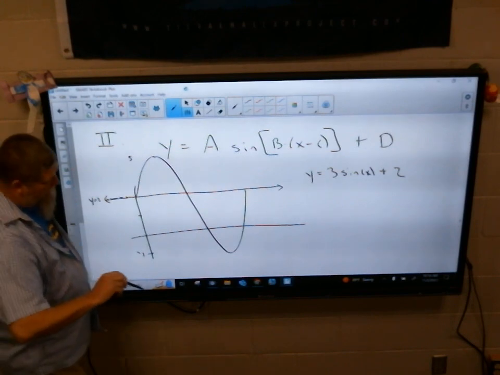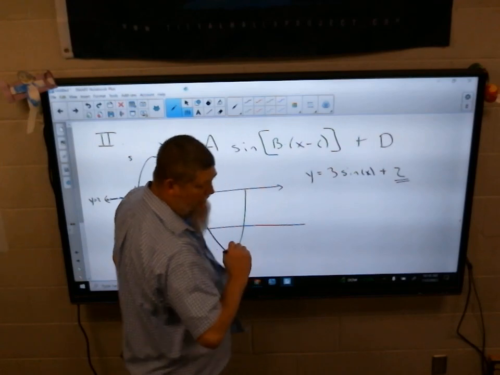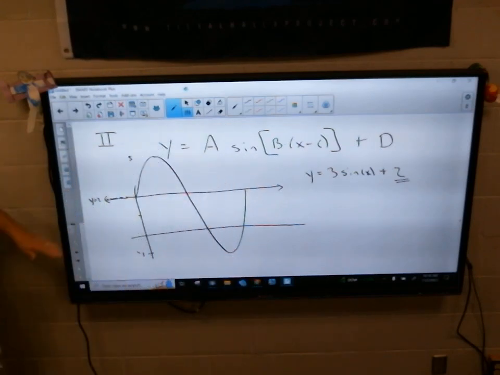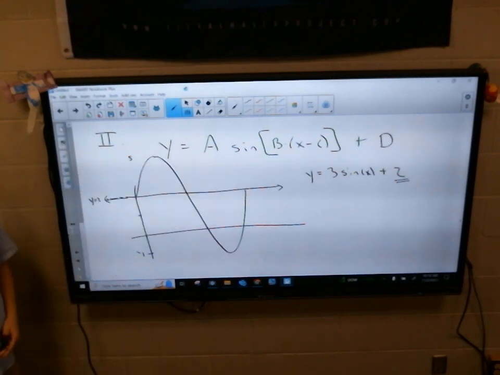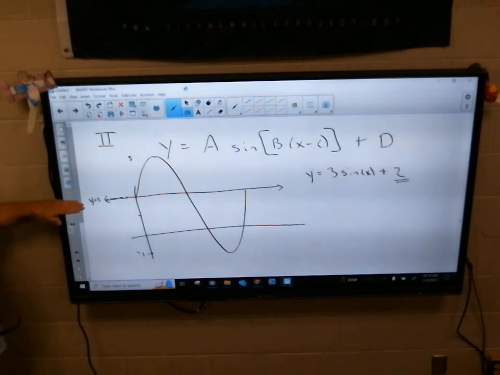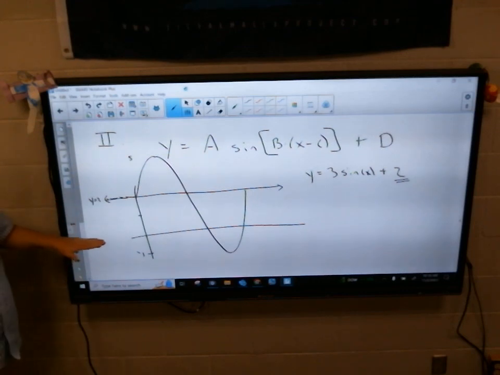So if 2 is my midline and it has an amplitude of 3, I'm going to go up to 5, down to -1. And it's going to oscillate between those two. So basically this is now your x-axis, and you shift up and down. We can't call it the x-intercept because it's actually here. So we would call it the midline.